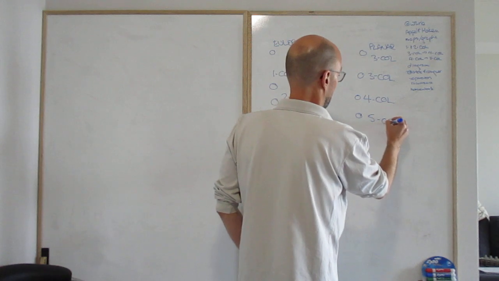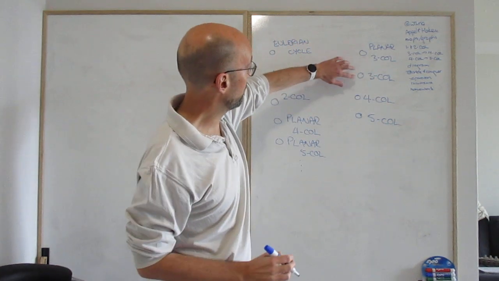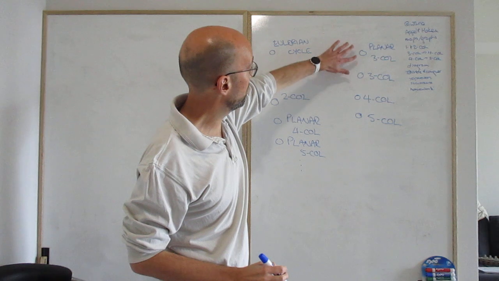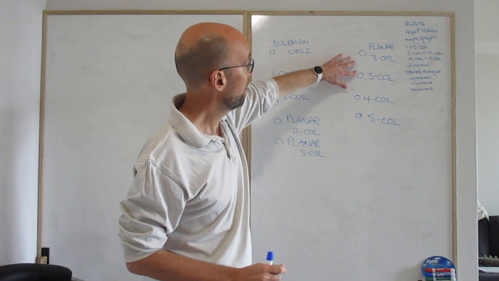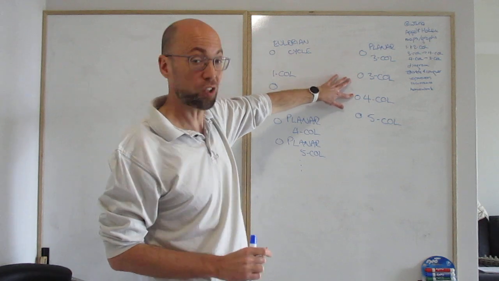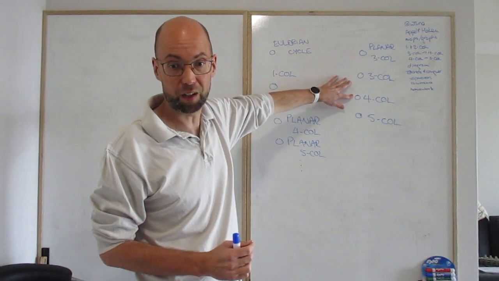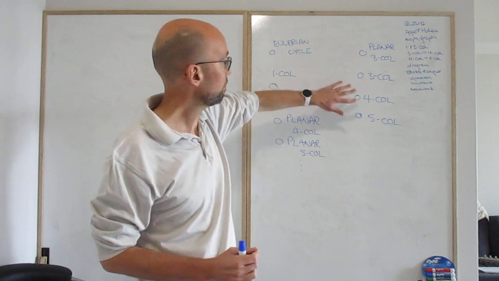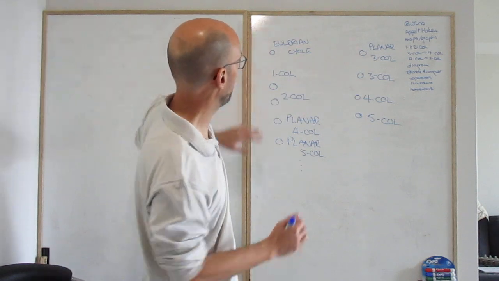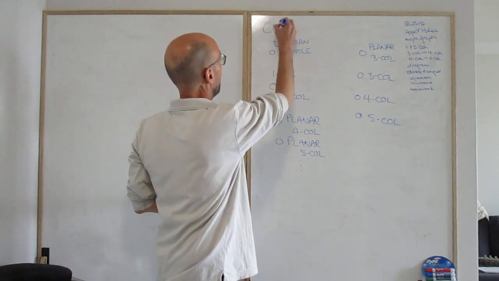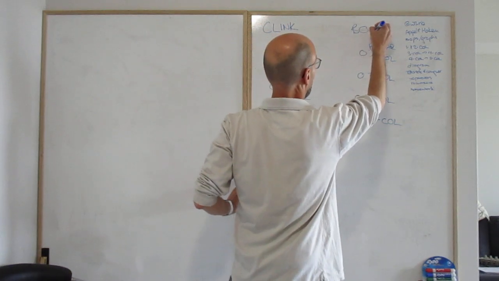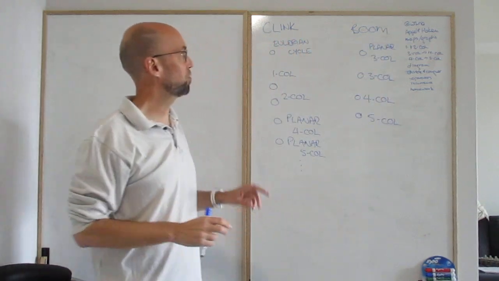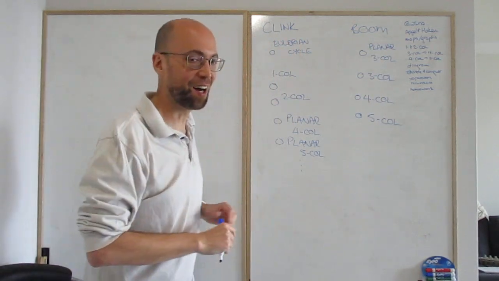There's 5 colorability. Why? So we know that if planar 3 colorability is hard, 3 colorability is hard. If 3 colorability is hard, I just showed you that 4 colorability has to be hard. So this is clink, and this is boom, to use the technical terms.